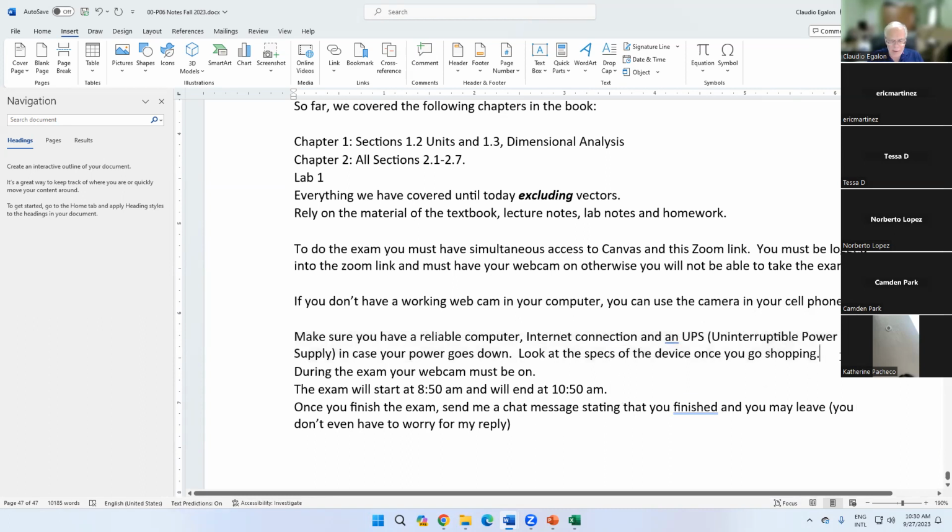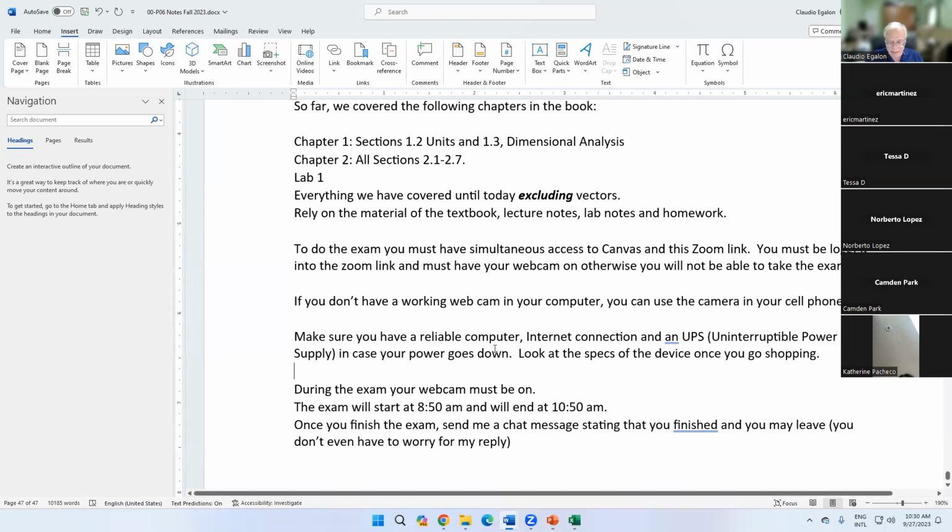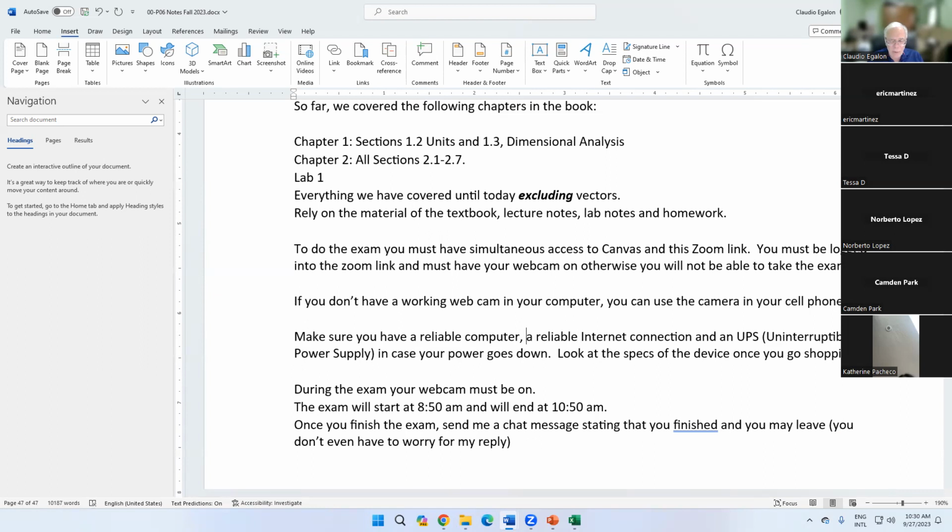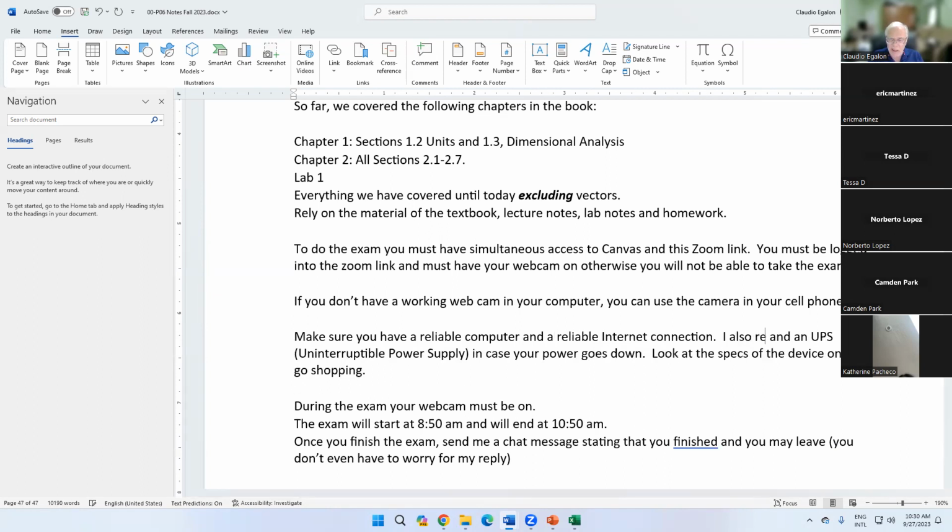Make sure you have a reliable computer and a reliable internet connection. I also recommend a UPS device, an uninterruptible power supply, in case you lose power at your place, in case your power goes down.